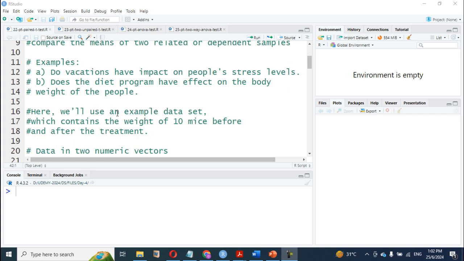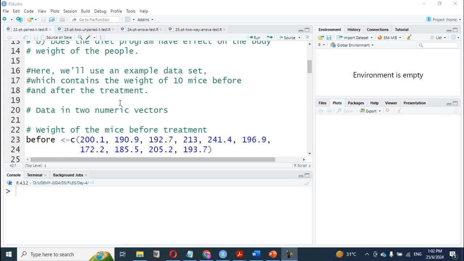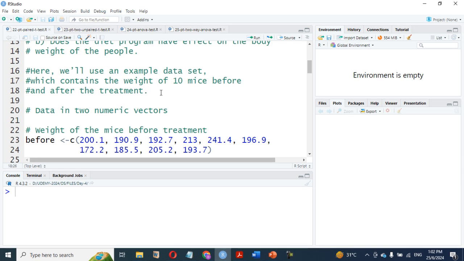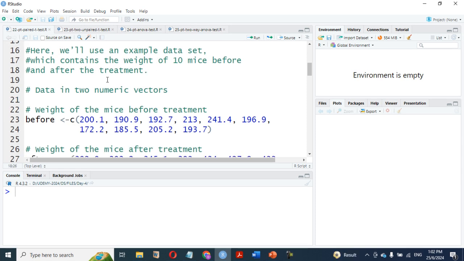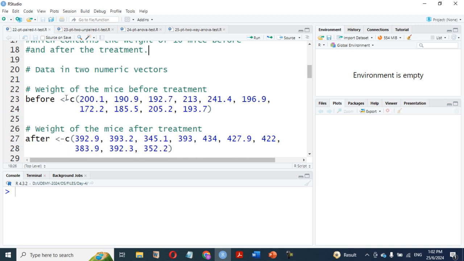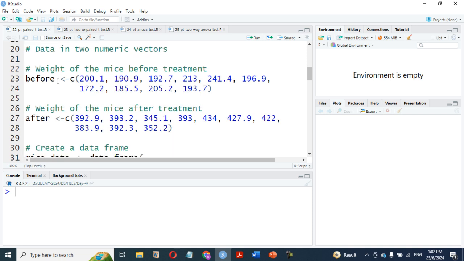Now let's create an example data set to demonstrate this, which contains the weight of 10 mice before and after treatment. Before treatment, let's say we have measured their weight right before treatment. Then after treatment, we want to measure their weight again and see if there's any effect. So let's say we have a variable called before.